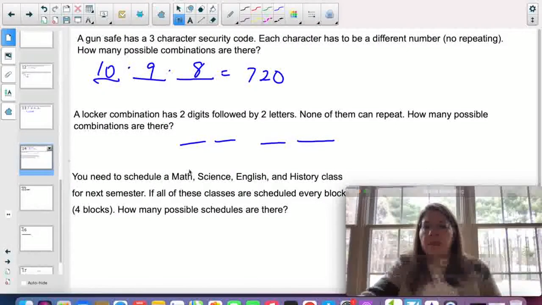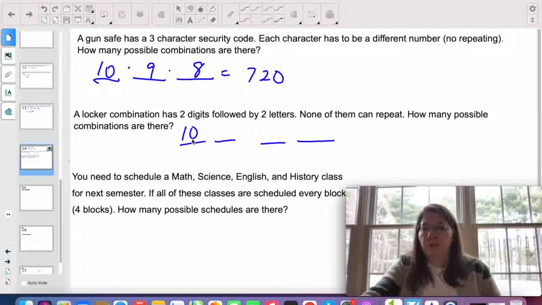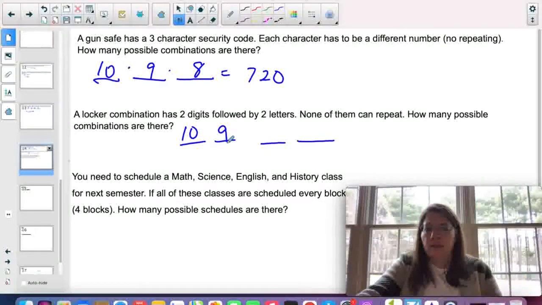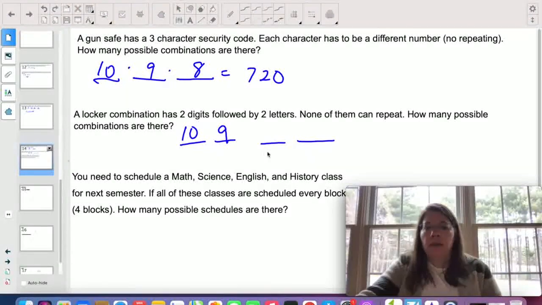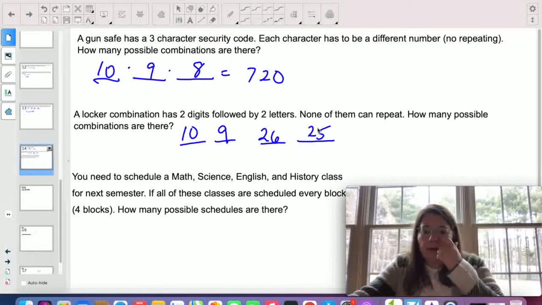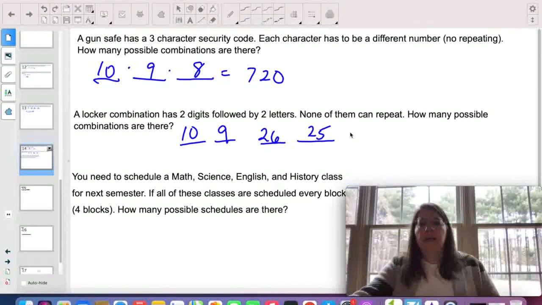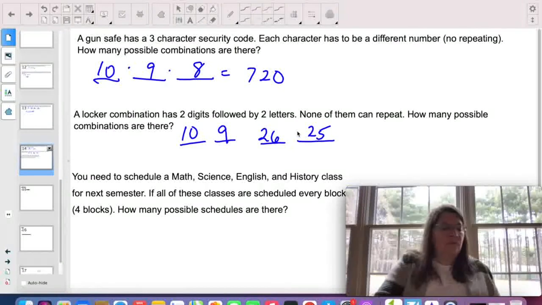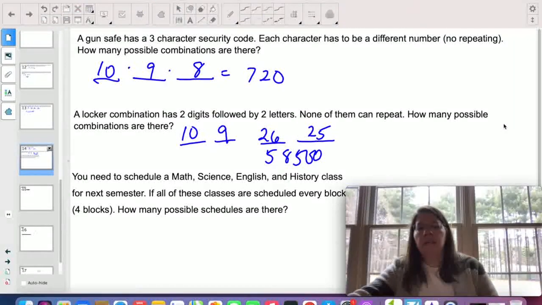We have a possibility of 10 digits to choose from for the first one. We have a possibility of 9 for the second because you cannot repeat digits. The last 2 are letters. We have 26 possible letters for the first one and then 25 possible letters for the next one, since there is no repeating. Then all we have to do is multiply these 4 things together. So we have a possibility of 58,500 different combinations.